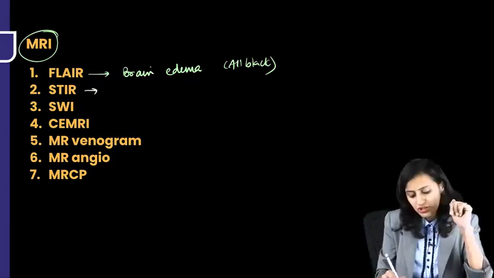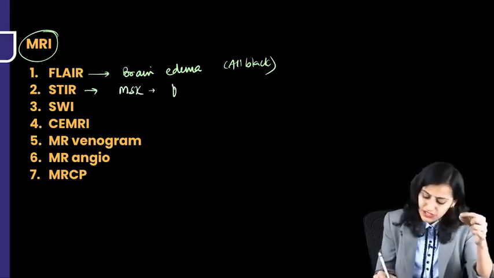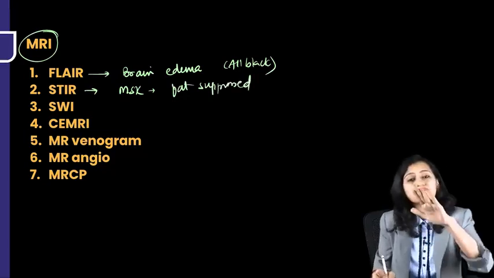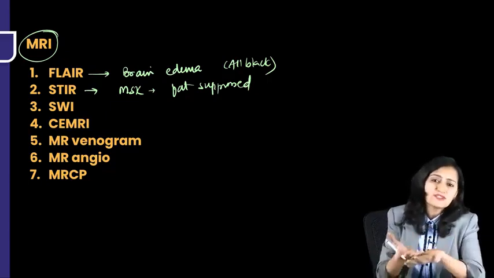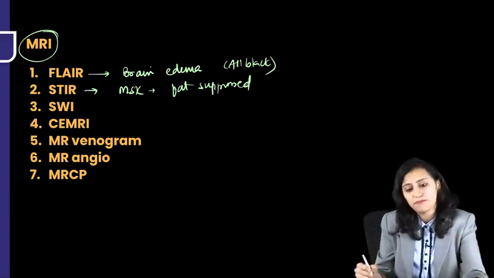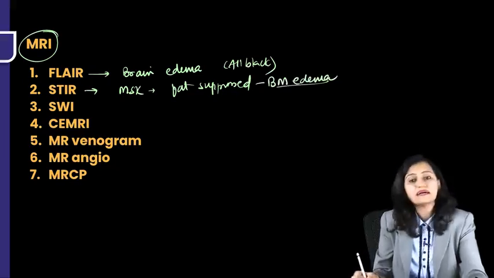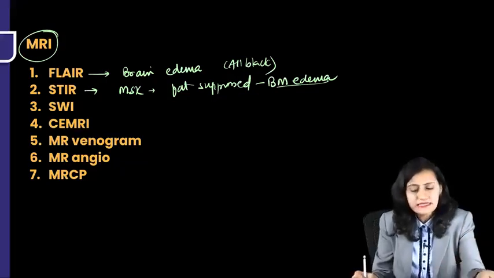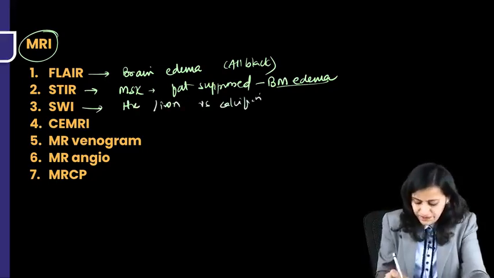Similar to FLAIR, for the musculoskeletal MRI, we have a STIR sequence which is basically a fat suppressed sequence. So what does it do? It makes the fat black. So the marrow fat becomes black. So whatever is white on STIR is abnormal. So this is a good sequence to pick up the bone marrow edema in various pathologies like osteomyelitis, ankylosing spondylitis, all of those. SWI is for hemorrhage and to differentiate hemorrhage, iron versus calcification.